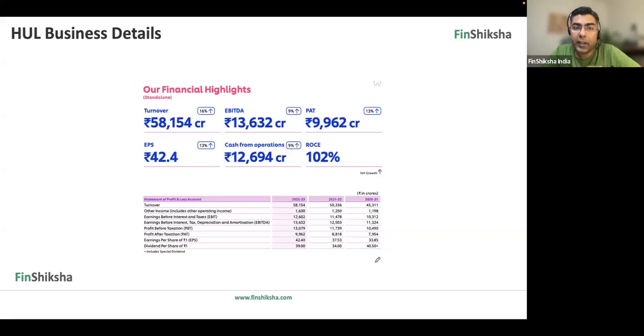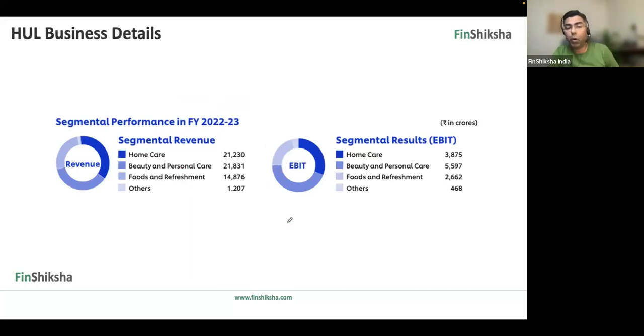Look at the official highlights. This is standalone numbers, but we'll be doing our calculations on consolidated numbers. Turnover of close to 60,000 crore, EBITDA of 13,000 crore, PAT of close to 10,000 crore, right? And then there are a bunch of data points which are available in terms of what kind of growth they are doing and so on and so forth, and what kind of numbers we are looking at in terms of their performance, correct? Segmental performance.